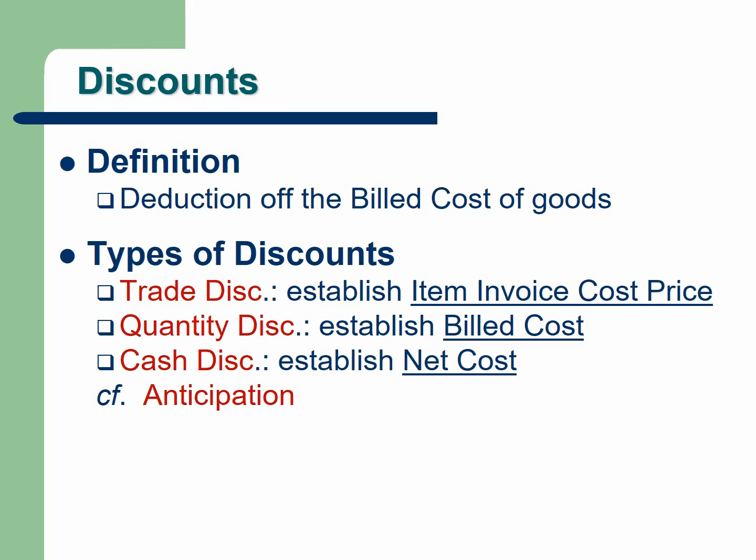Trade discount establishes the individual item's invoice cost price, so the initial invoice cost price. And then from that invoice cost, we can take off the quantity discount, if applicable, to establish the actual billed cost. And from the billed cost, we may take off cash discounts, again, if applicable. And eventually, after taking off all the trade discount, quantity discount, and cash discount, what's left is what the buyer has to actually pay to the vendor, which is what we call net cost.